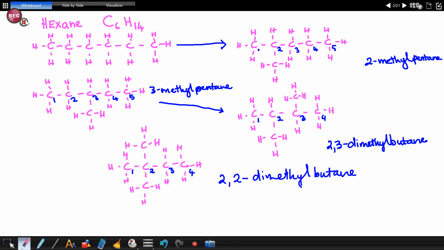So they are chain isomers of hexane. All the ones that were made with a shorter chain. So this one is a chain isomer of hexane. This one is a chain isomer of hexane. This one is a chain isomer of hexane. Now within the chain isomers, listen carefully and look.